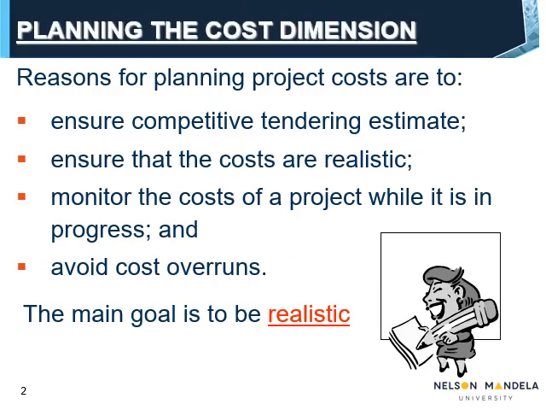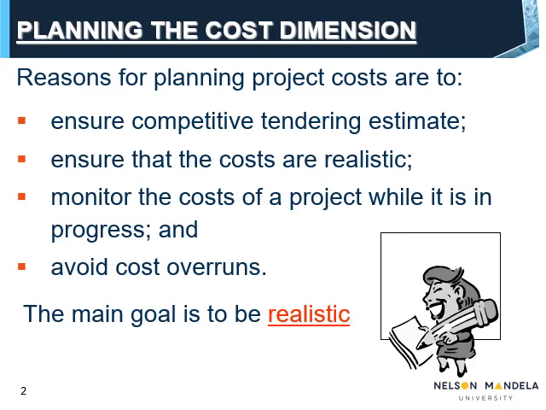Planning the cost dimension. There are many reasons to do careful planning for project costs. To begin with, if you overestimate costs, you may lose the job before you begin, because you are not competitive. A good plan includes the identification of sources of supplies and materials, and this careful research assures that the costs are realistic. The main function of a good budget is to monitor the costs of a project while it is in progress, and to avoid cost overruns.